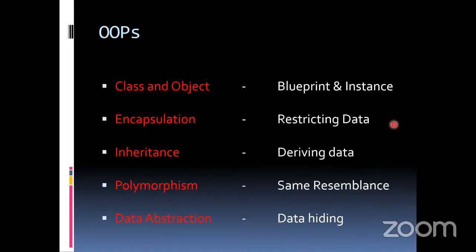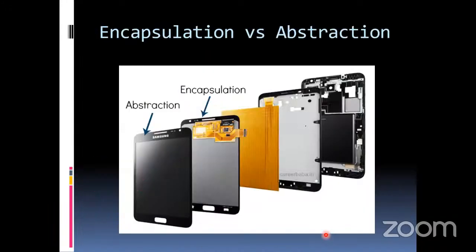Encapsulation is restricting some data, and data abstraction is data hiding. That is the main difference between encapsulation and abstraction. Most people think these two are similar, but they are not. They are different. I have a very clear example for you.